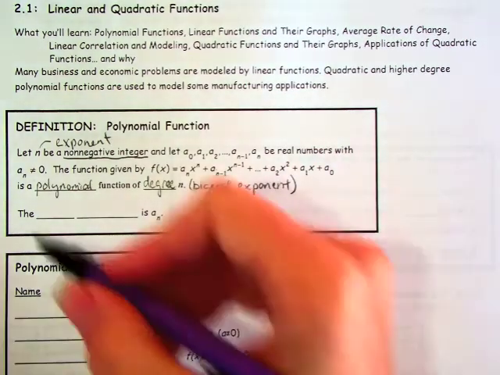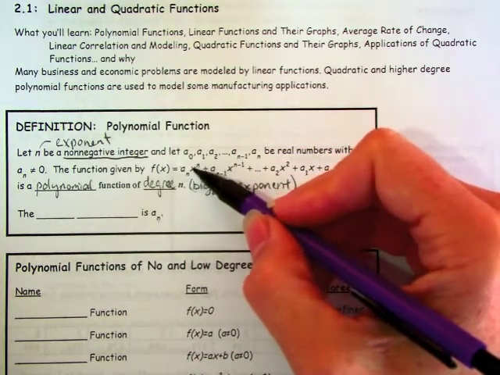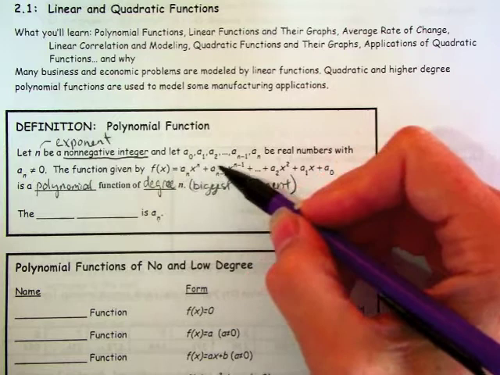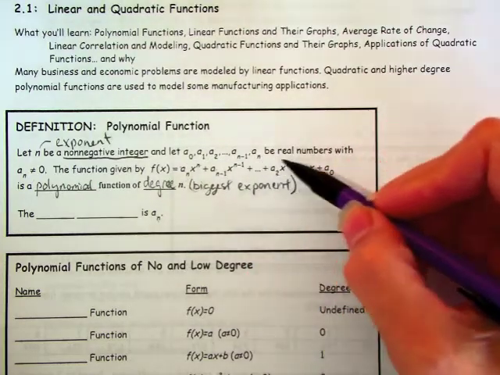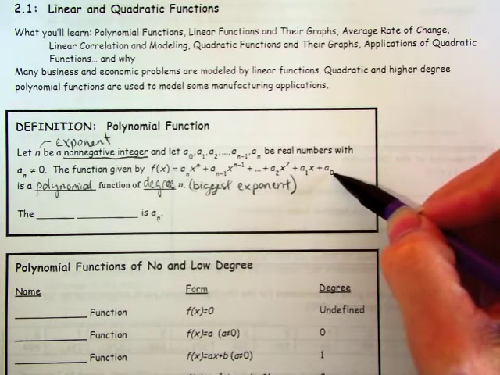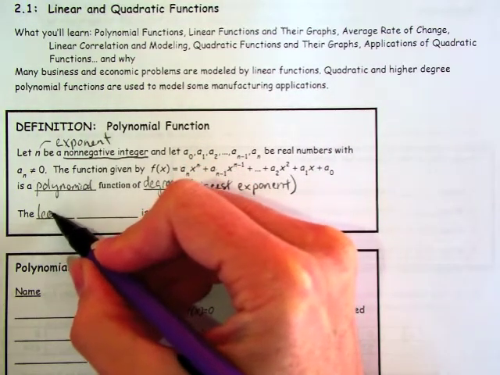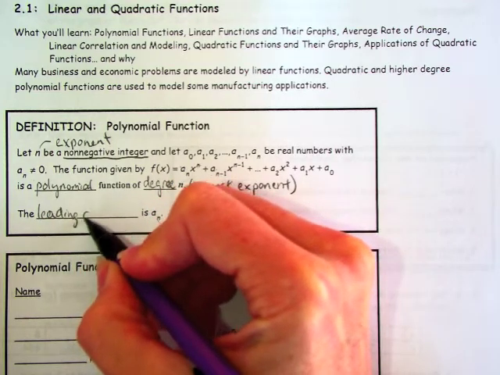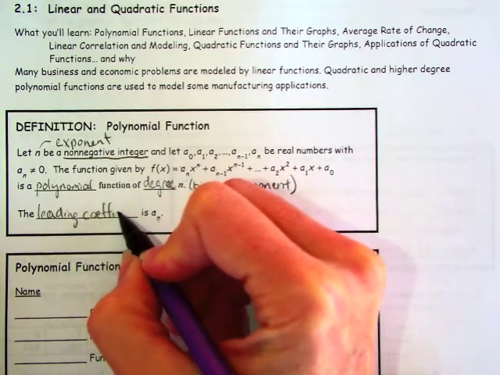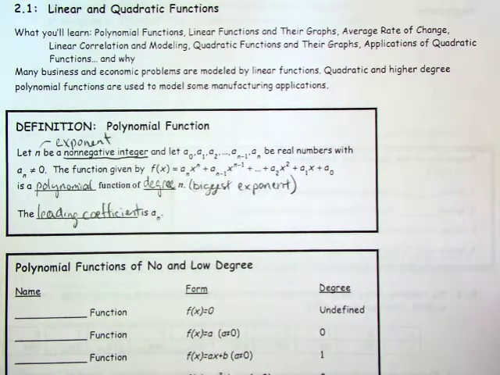Then, that a sub n, remember that's here in front of the first x, if it's written in order with the biggest exponent, next smallest, and working its way down to any constants at the end. The leading coefficient is that first a sub n. It's the coefficient of the term with the biggest exponent. Okay, we want to categorize our polynomial functions.